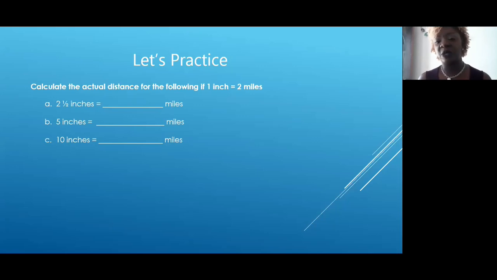Let's look at these quick word problems. Now we're going to do mental math and social studies, all right? Now, let's look at A. A says 2.5 inches equals blank miles. And B says 5 inches equals blank miles. And C says 10 inches equals blank miles.